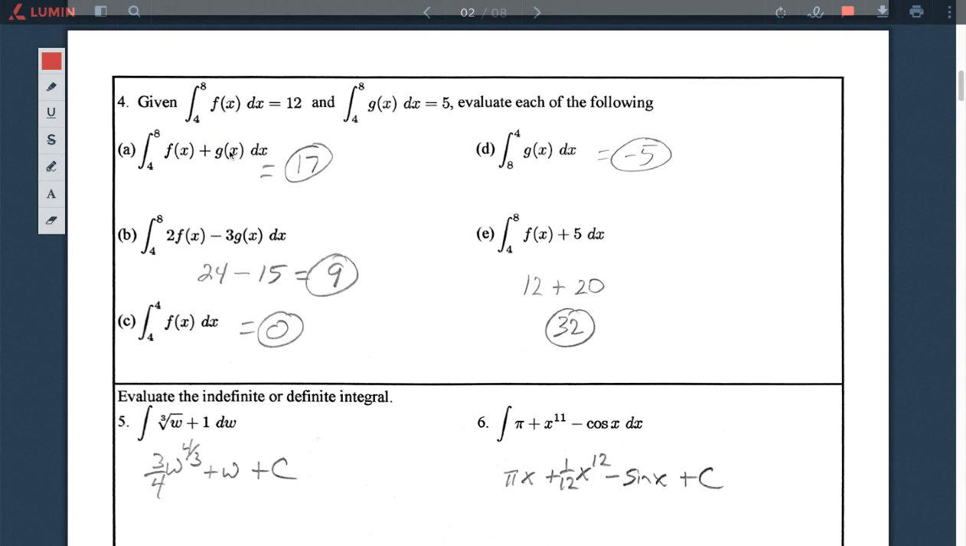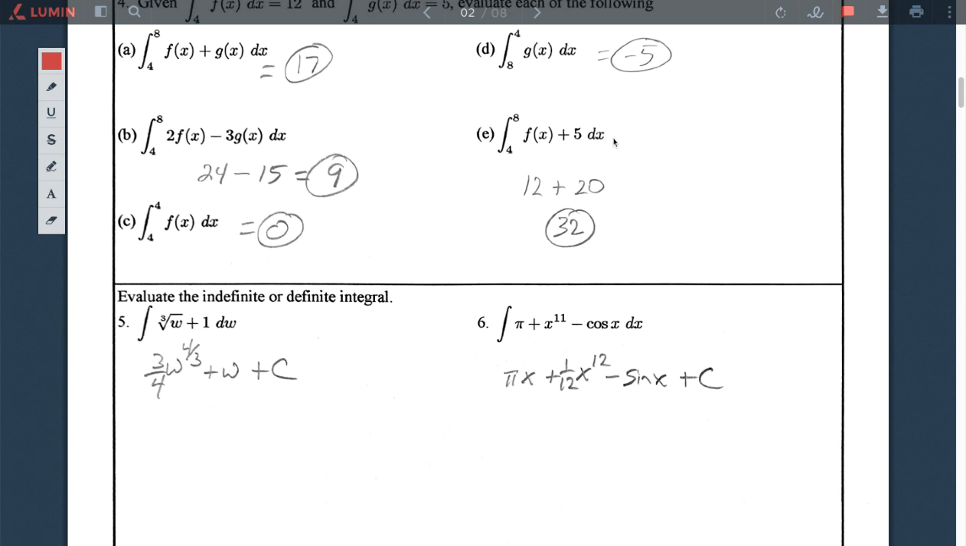4 to 8, f plus g. So that's just a matter of adding 12 plus 5 and gives me 17. 2 times f gives me 24. 3 times g gives me 15. Subtract the 2, I get 9. On this one, we're going from 4 to 4. We didn't go anywhere, so that means we're going to be equal to 0. On this one, we're backwards. Remember, if we have to switch these, then we change the sign. So 4 to 8 is 5, so that means 8 to 4 is -5.